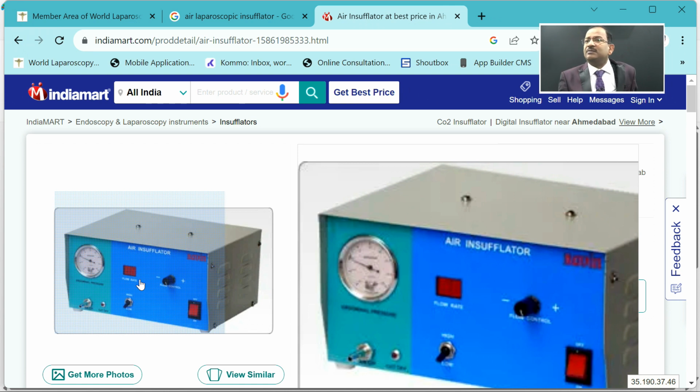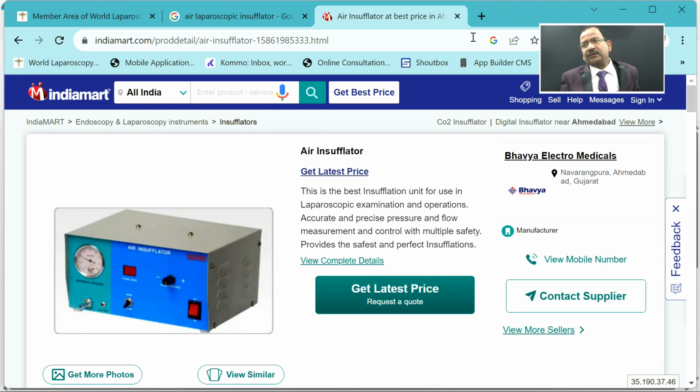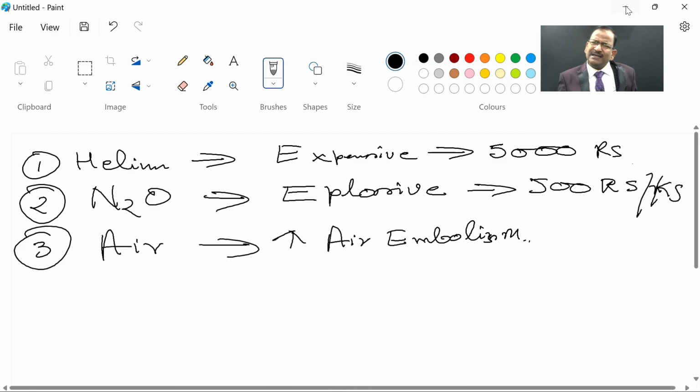Generally air embolism does not happen, that is why people are using it. So, you can use it, but don't take my name. People are using it, it is safe, but there is a potential risk of air embolism. If something goes wrong, you will be in trouble. Ideally, it should be avoided.